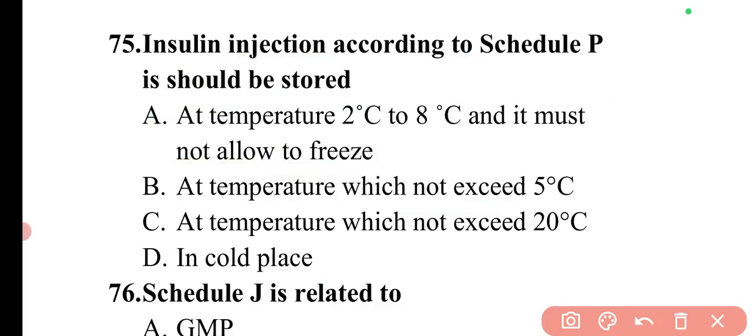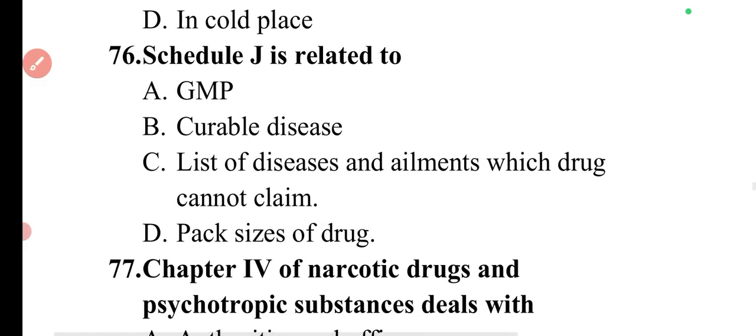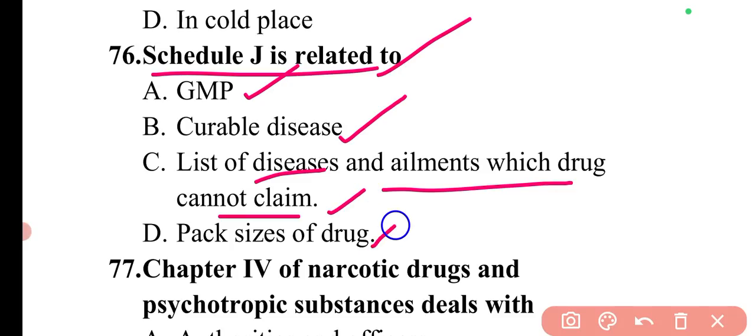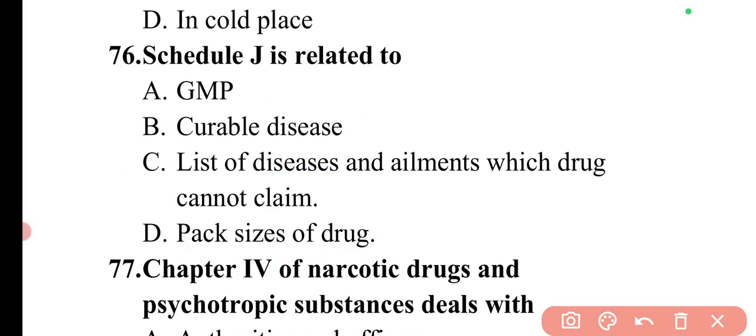Next question is, Schedule J is related to, options are GMP, curable diseases, list of diseases and ailments which drugs cannot claim, or pack size of drug. So the correct answer is option number C, list of diseases and ailments which drugs cannot claim.